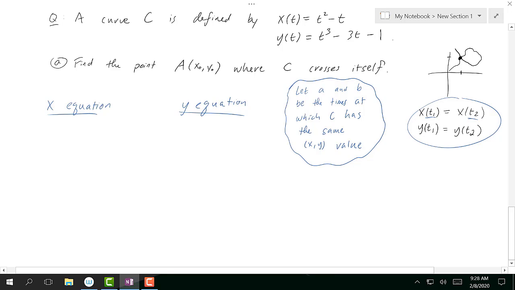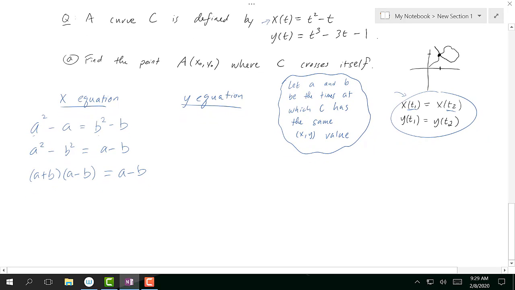So, if I look at the x equation right here, and I plug in the value a, I'm going to get a squared minus a. So again, a is just a value of time. And this should be equal to b squared minus b, for this exact same reason. All I'm doing is plugging in the different times that get me to the exact same point. And so these different times will produce the exact same x coordinate. So with a little bit of algebra, we see that a squared minus b squared is a minus b. Moving back to the left-hand side, we get a plus b times a minus b equals a minus b.